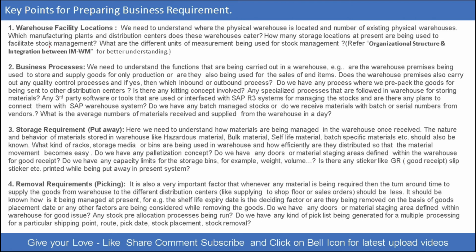The third is the storage requirement, which we call put away. That means how the materials are coming inside. You must know these things, which is a business process only. When you say put away, what are the sources of the put away? Whether you are doing a goods receipt against the production order or a process order, or through a 311 movement, that is storage location to storage location, maybe plant to plant transfer. Basically, how you are doing the put away, you should know what movements you are doing.